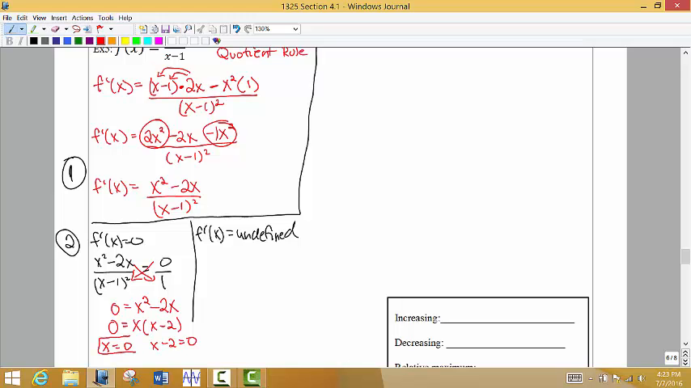So I get x equals 0 as one of my separation values that I'm going to put in a box on my number line. And I'll also get x is equal to 2. All right, so we know that the next step here, we're going to make our number line. Step 3.